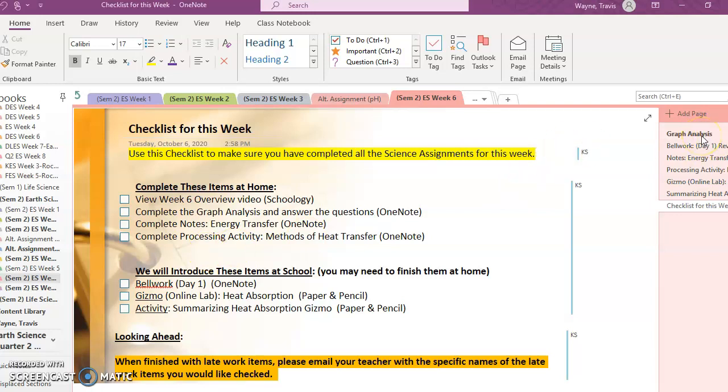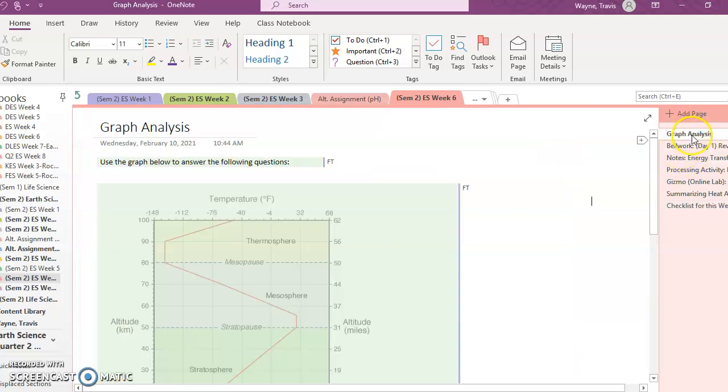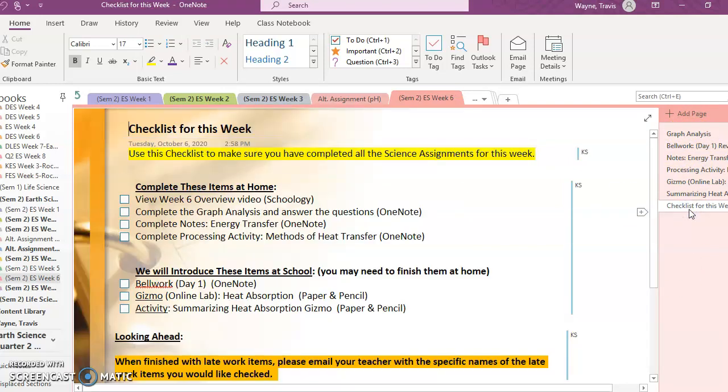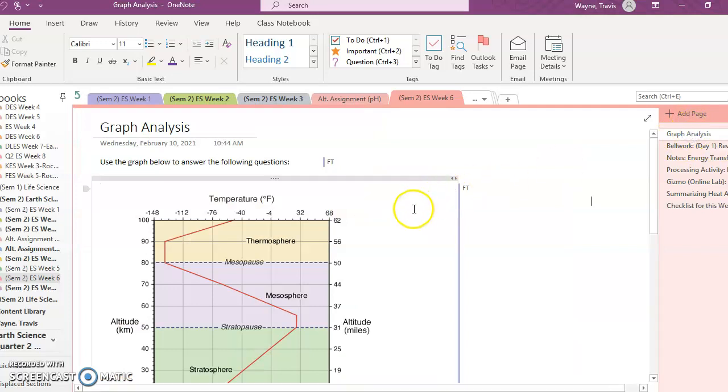So the first item, just like normal, is the graph analysis at the top. If you double check your checklist for the week, just like every other time throughout this entire year, it has a nice layout of what you're doing, how it looks, and the different things that we're going to be accomplishing this week. For the items at home, Monday, Tuesday, Thursday, Friday, you're going to be overviewing this week 6 overview video. The other item is completing the graph analysis and answering the questions that correspond with it.